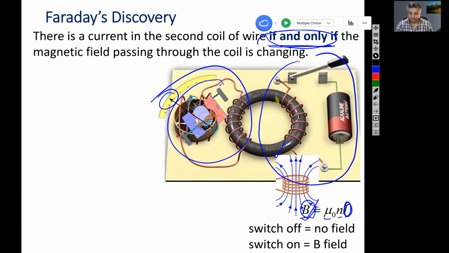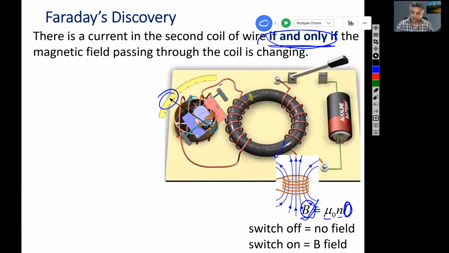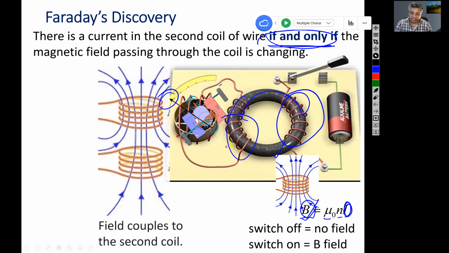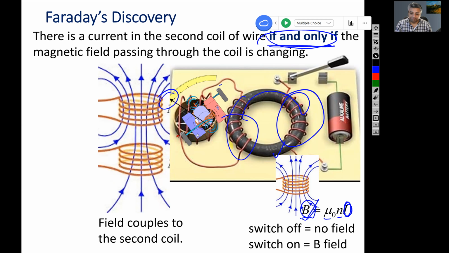So what happens here? This coil is not directly connected here, okay? So that's why this process is called induction, without touching, without direct connection. So the flux from one coil gets connected to the other one, okay?